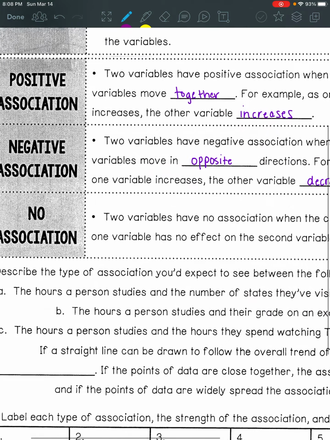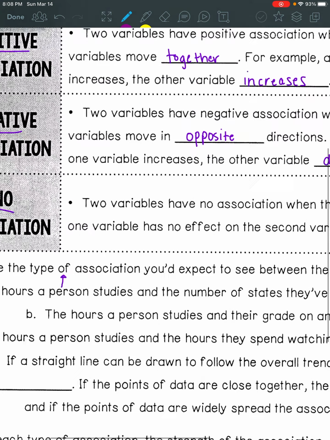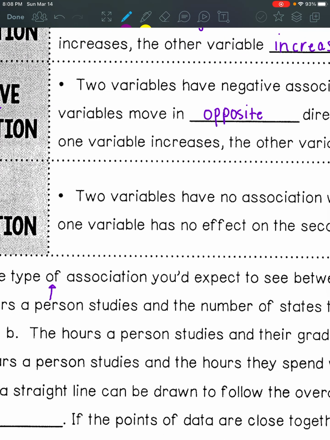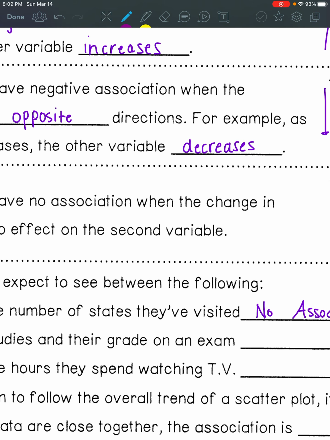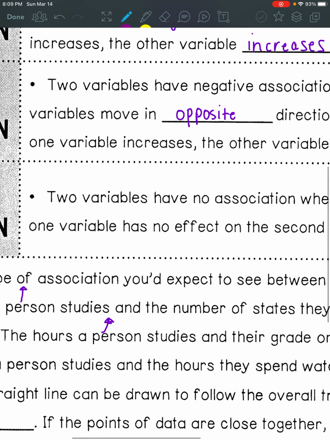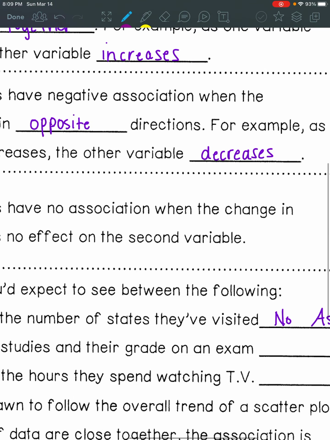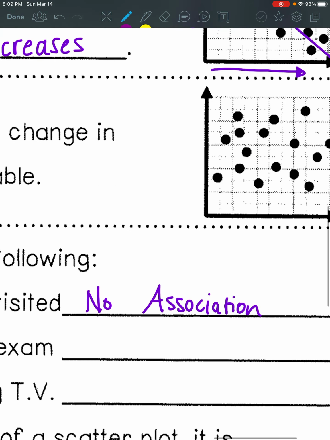Okay, next one. The hours a person studies, so here again, same thing. As the number of hours increases, what happens then to the grade on their exam? Well, hopefully, if you're increasing the amount you're studying, then the grade also increases and goes up. So this would be an example of a positive association.